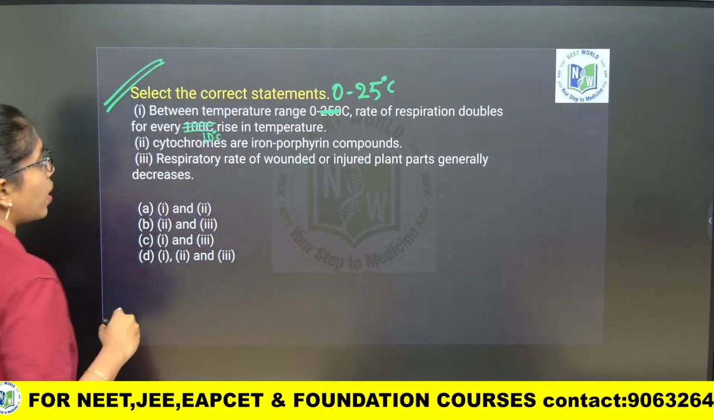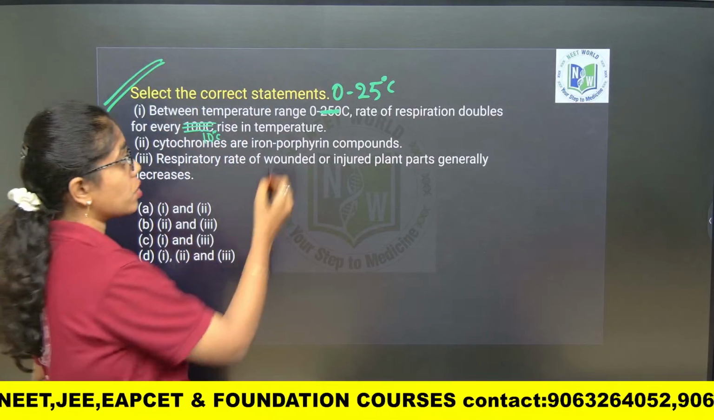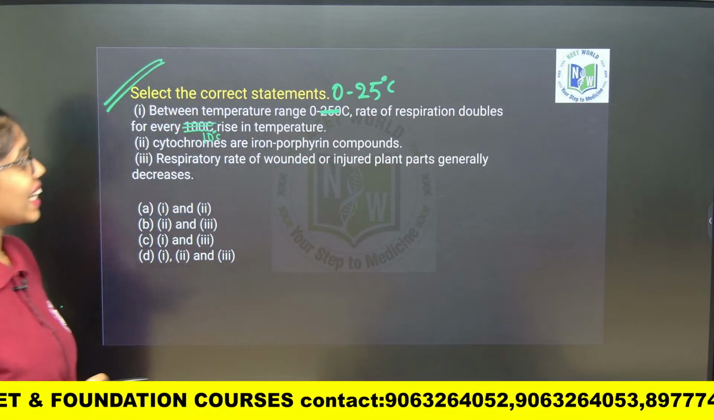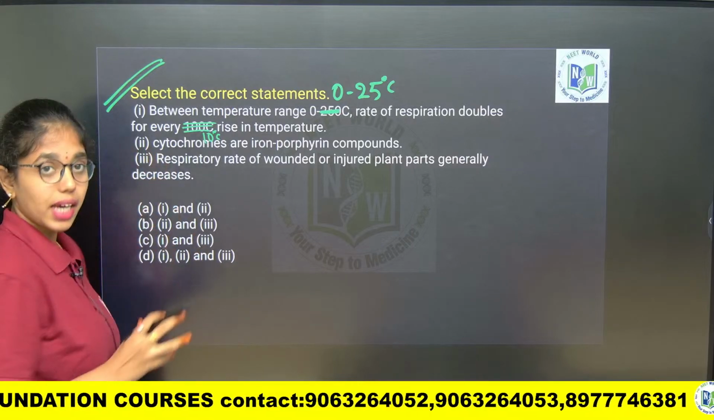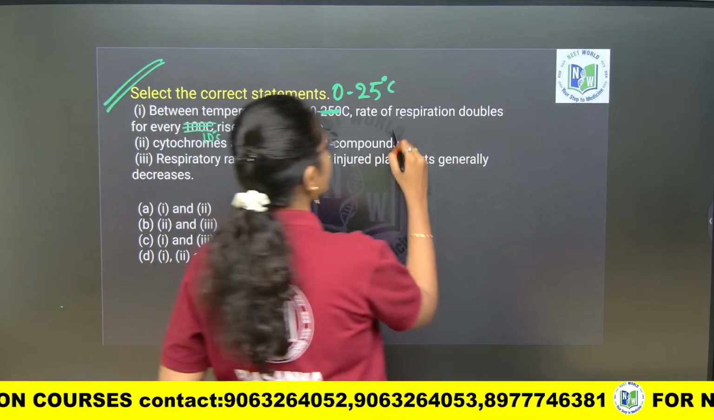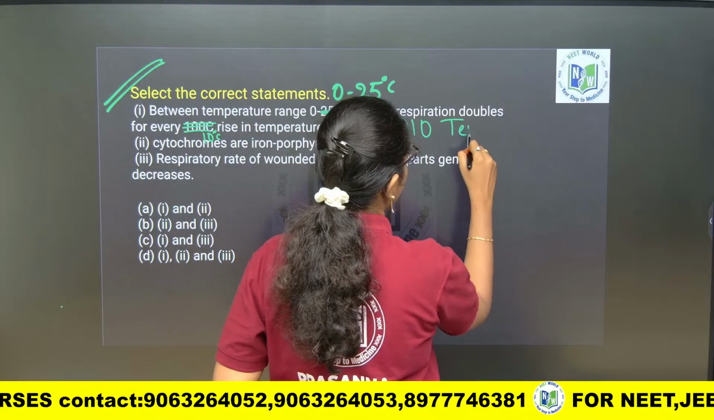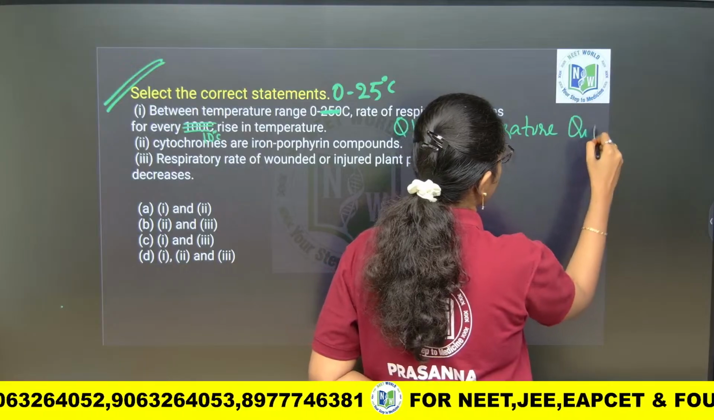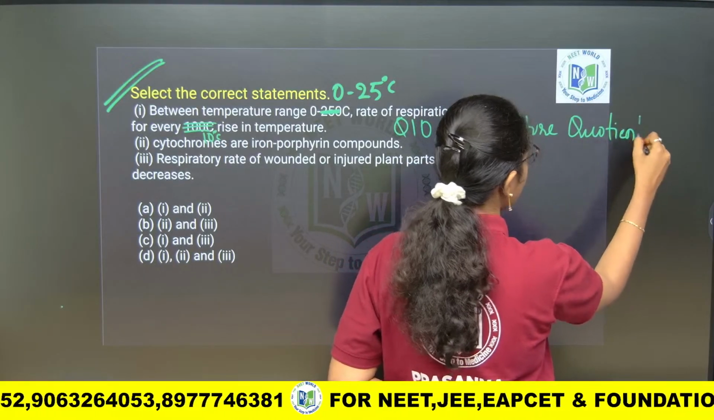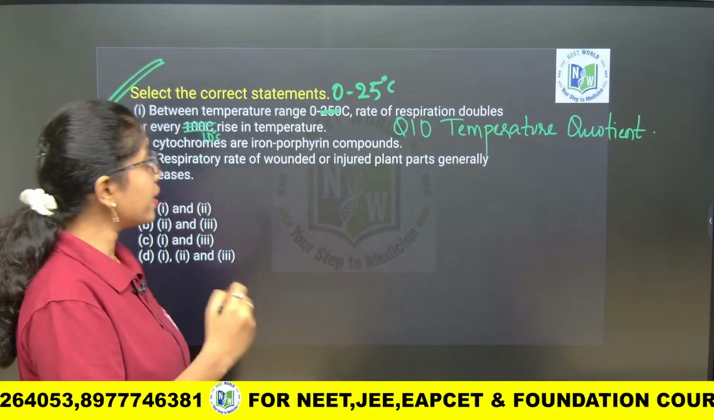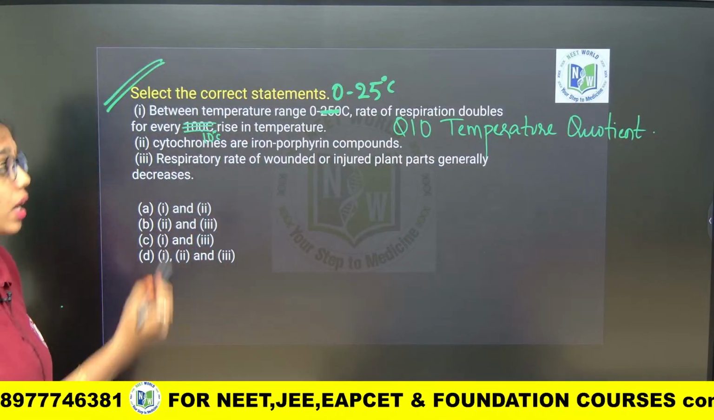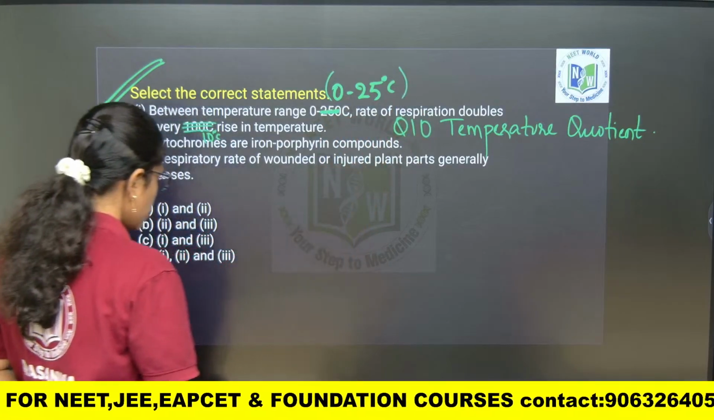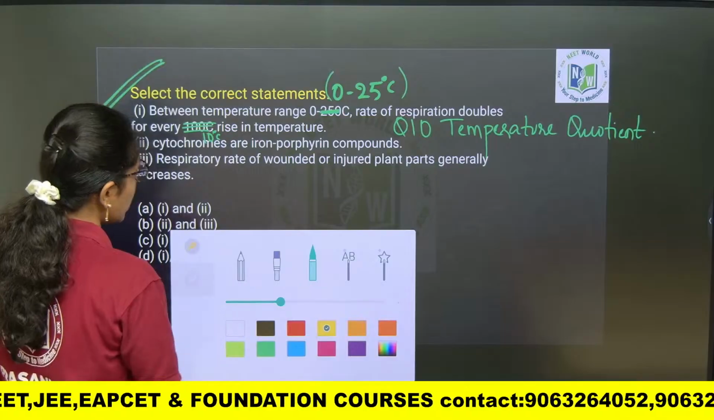So statement 1, what is it saying? Between temperature range of 0 to 25 degrees Celsius, rate of respiration doubles for every 10 degrees Celsius rise in temperature. That is a correct statement according to the Q10 temperature quotient. According to this law, for every 10 degrees rise in temperature, the respiration rate doubles if it is in the range of 0 to 25 degrees Celsius.